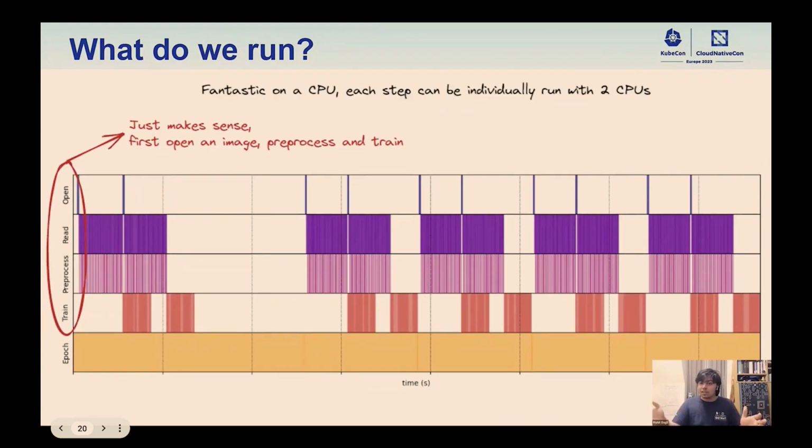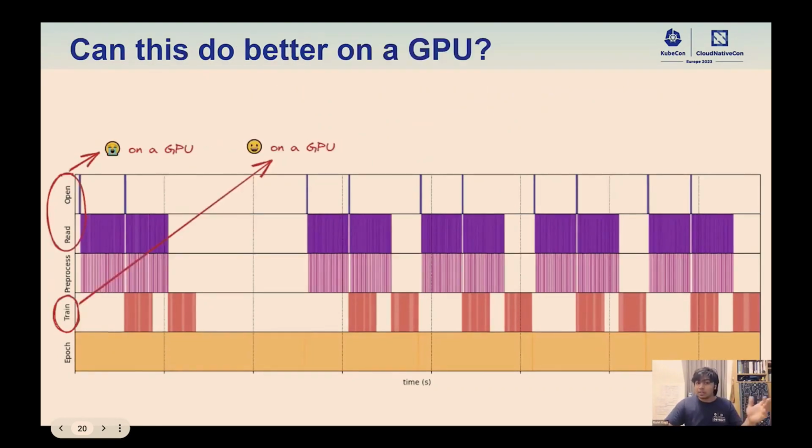And this works fantastic on CPU because each of these steps can be individually run with two CPUs, and you get quite some speed up running each of these individual steps with two CPUs. So this runs fantastic on CPU, and this also is pretty easy. But let's try doing the same thing on a GPU. My first guess is the parts where my model is loading the data and reading the data won't work so well with a one GPU plus one CPU setup. But the training the model part would probably be faster than two CPUs with a GPU.